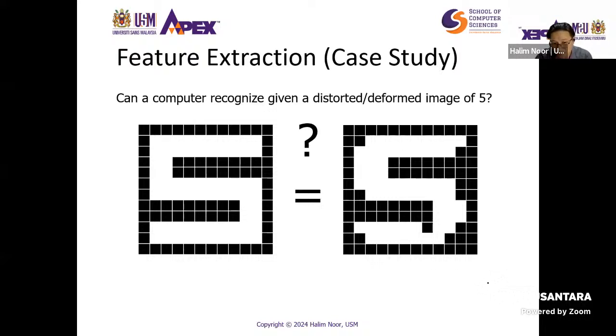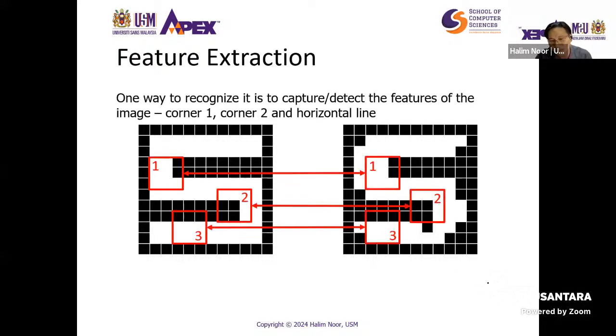For example, let's say we have these 3 features, right? Feature 1 is a corner, as you can see, right? This is feature 1, and this is another corner, feature 2. We can say corner 2, okay? And this is a horizontal line, for example, let's say simple features, okay? Just for the sake of discussion, right?